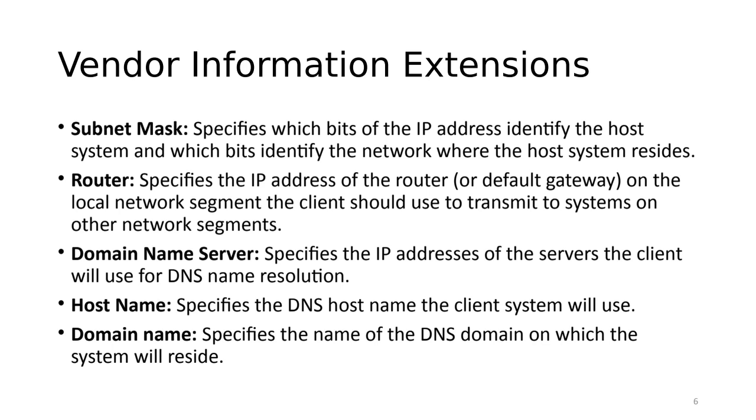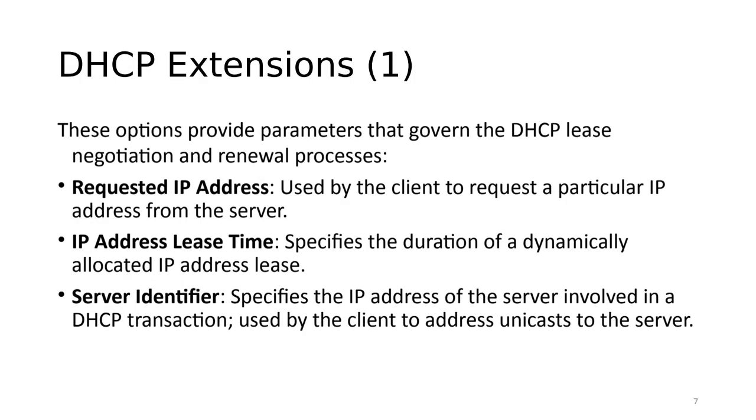Now, vendor information extensions. We have the subnet mask. It specifies which bits of the IP address identify the host system and which bits identify the network. We have the router, which gives the IP address of the router or your gateway, and then the DNS, the domain name server, that is used for DNS name resolution. Then you have the host name and the domain name. We will do this in the lab, so you will learn more about these things, and we have a full chapter on DNS also.